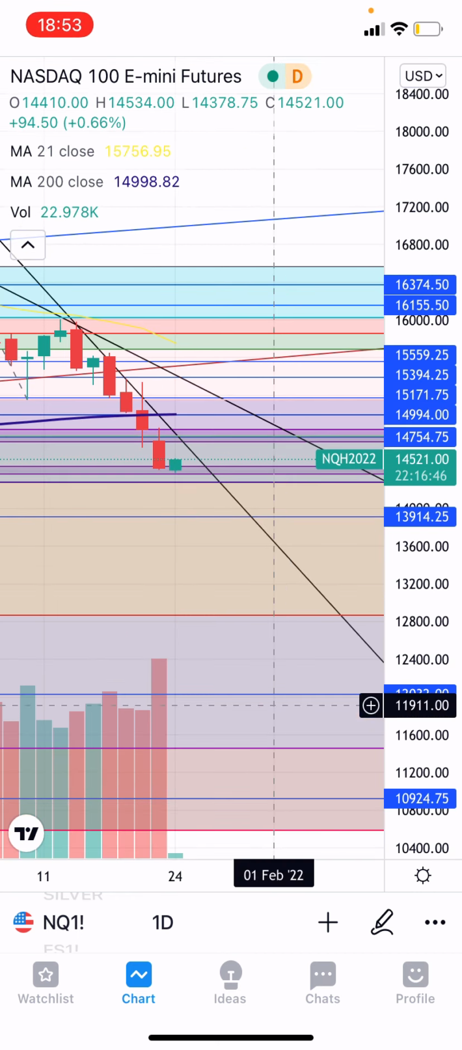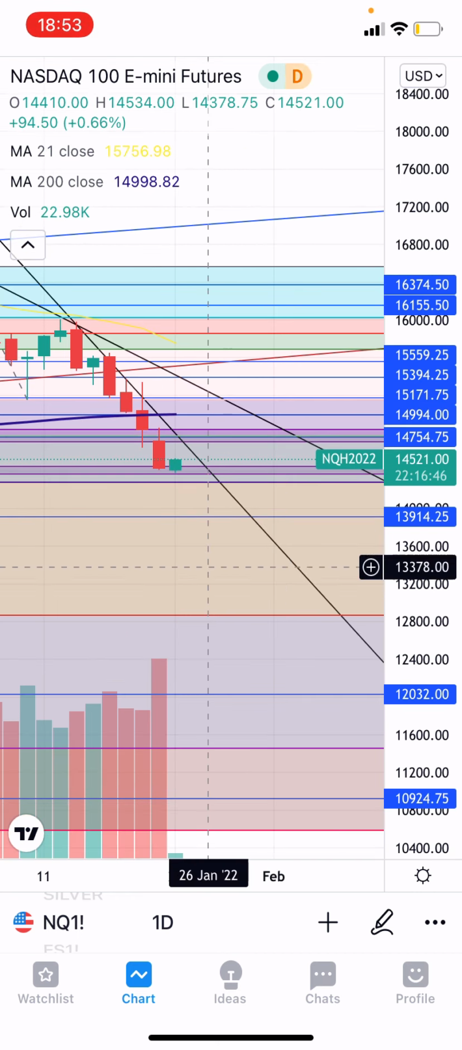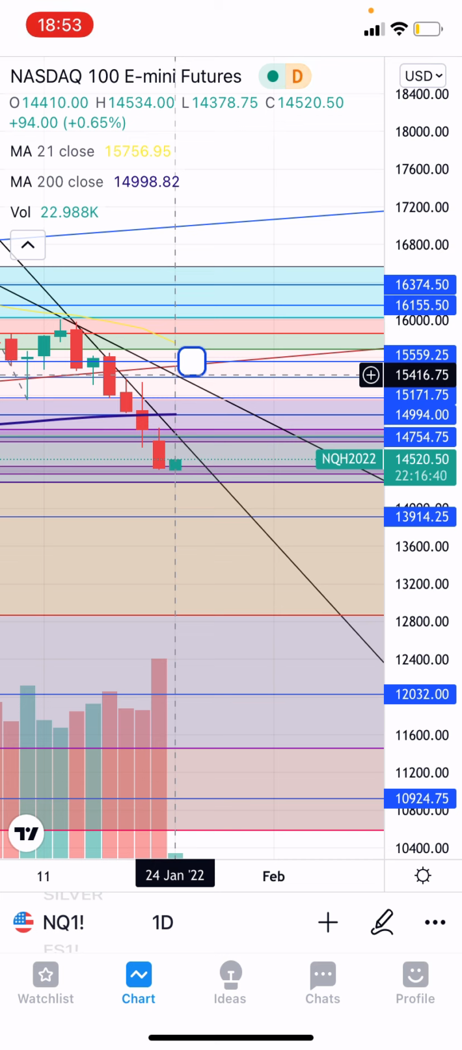Or if you're coming up from the bottom of a trend line, you know, we come up and hit this trend line, that's a good entry for short, right? So if we somehow run up to 15,400, that's a good entry for short, right? And then you just want to put your stop loss just above those levels, right?